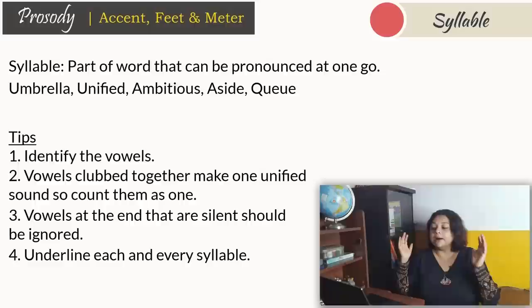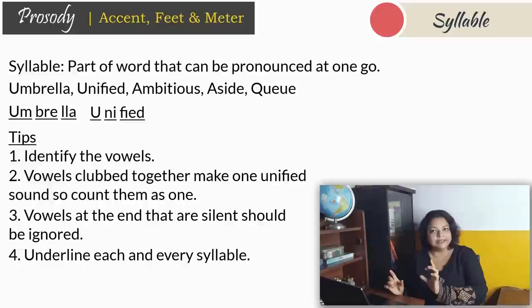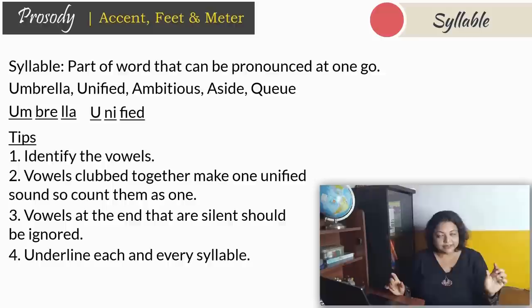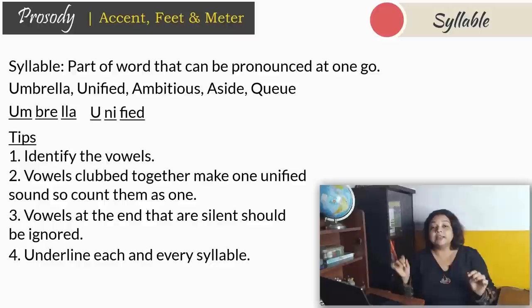In umbrella, three syllables are there. In unified, this is a very interesting thing. You have a single vowel in the beginning, which is U. It's a separate syllable. Then you have N-I, ni. And then fied, it has two vowels, but the sound is one unit, so that is also one syllable. So you have three syllables in unified. So it is a trisyllabic word.